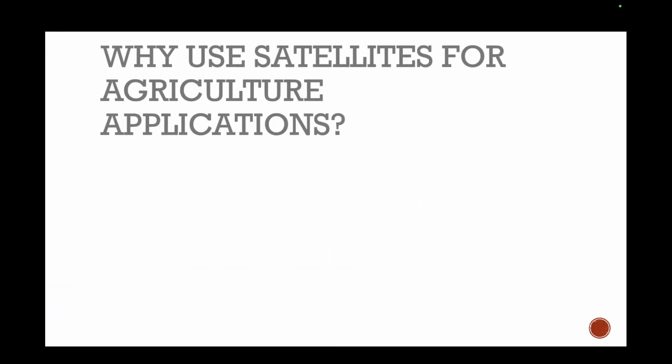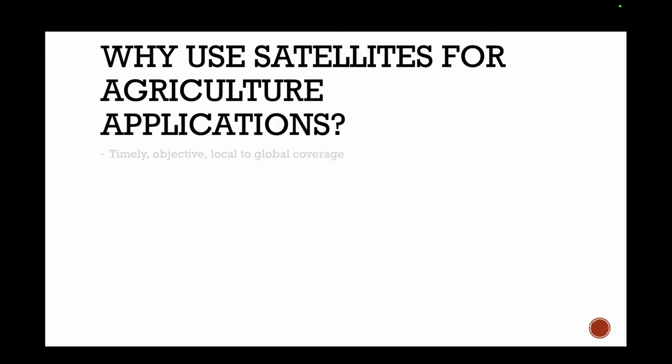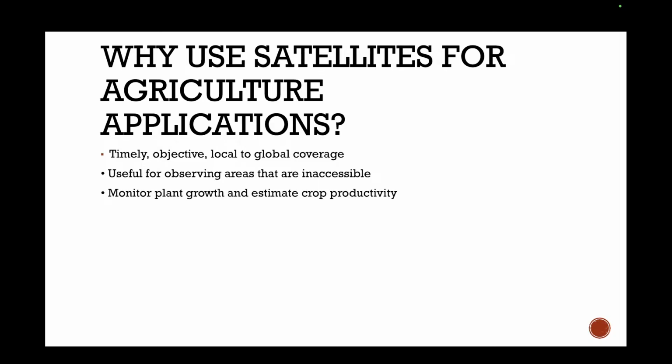Then why use satellites for agriculture applications? Basically, timely, we get all of the data. Then objective, then local to global coverage, we can easily get the result for the whole study area or a big study area. Then useful for observing areas that are inaccessible. Suppose some places you cannot visit physically, this type of place we can easily monitor using remote sensing, as well as monitoring plant growth and estimating crop productivity. We can also assess the soil moisture and irrigation requirement.